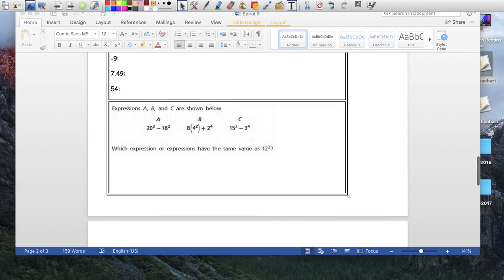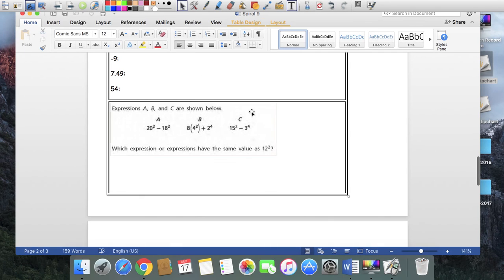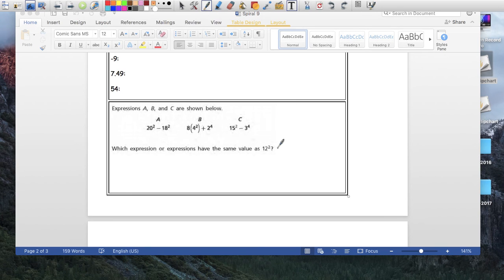This question I took from last year's test. Okay, hopefully maybe a little more challenging. You've got 3 expressions, A, B, and C. Which of them have the same value as 12 squared? Well, 12 squared is 12 times 12, which gives you 144.